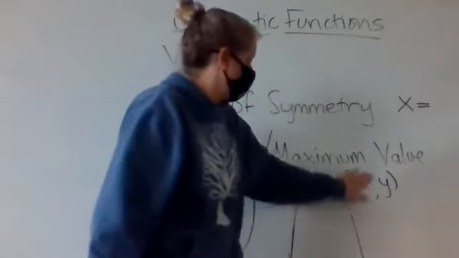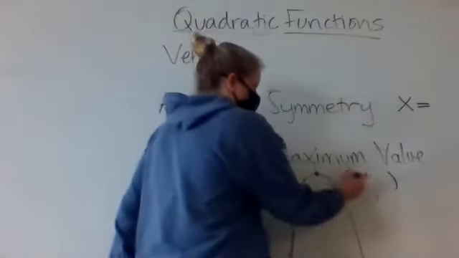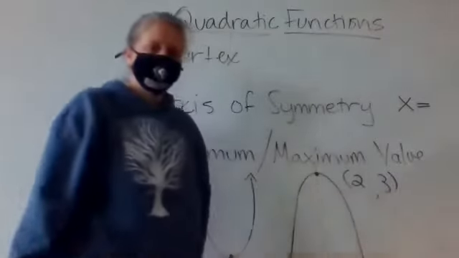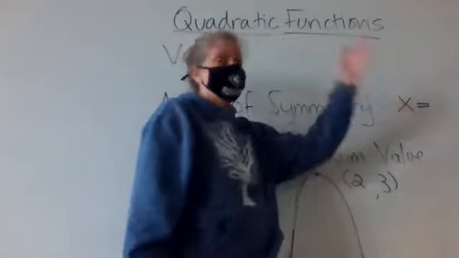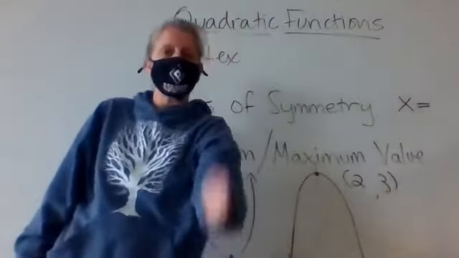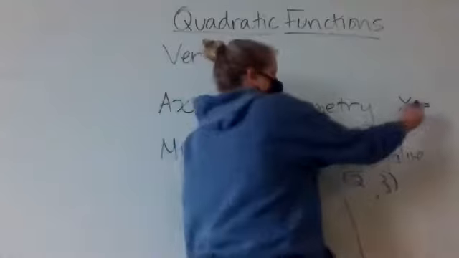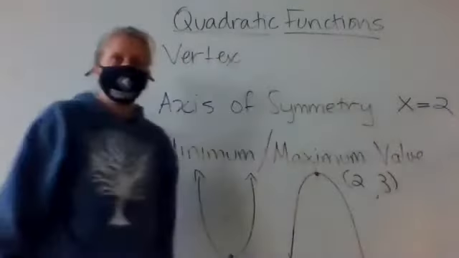So for instance, I'll just make up a vertex. I'll just say the vertex is at 2, 3. If this is the vertex, then the line of symmetry that cuts that parabola right in half is just going to be x equals 2.